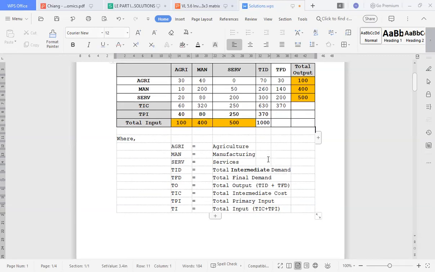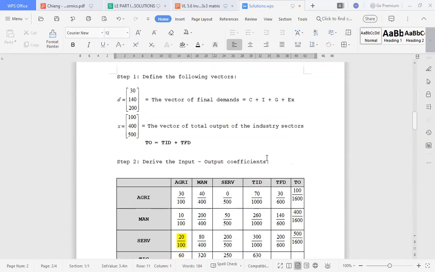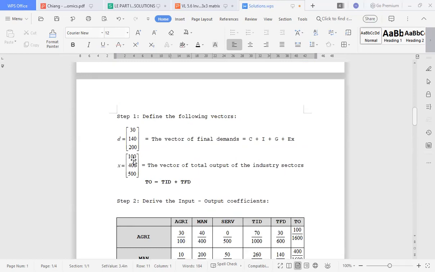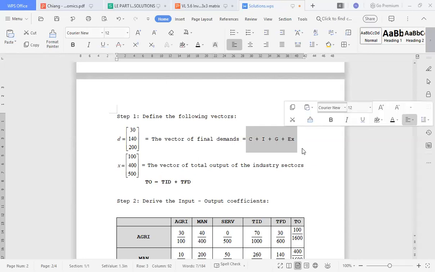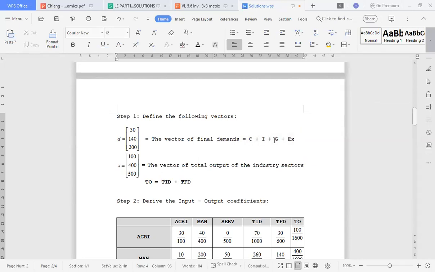Now, moving forward, the next thing to do is we define the following vectors. Just like what we've explained earlier, we'll need to define the vector of final demand and the vector of total output. So D here is equal to 30, 140, and 200 because we take this one as given. It's exogenous to the model, and this is the vector of final demands. The vector of final demands are, again, those consumed directly by the household, firms, and government, and also exports.